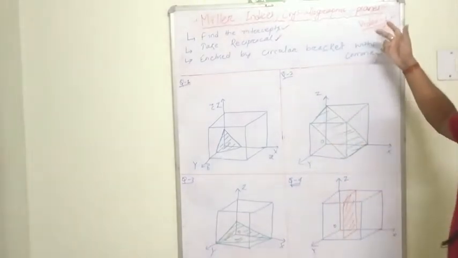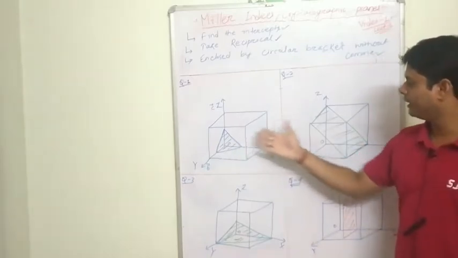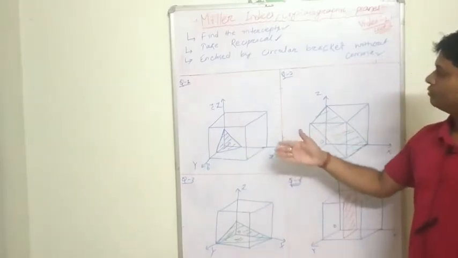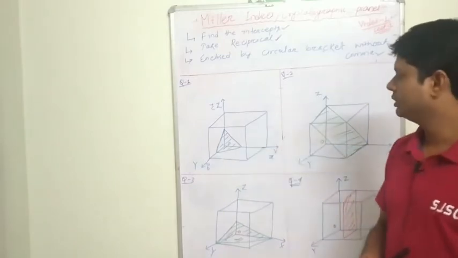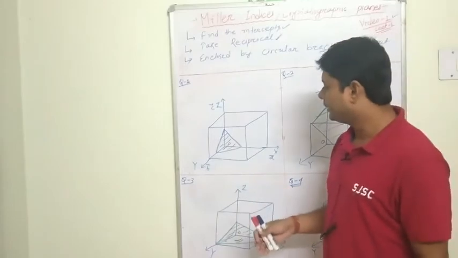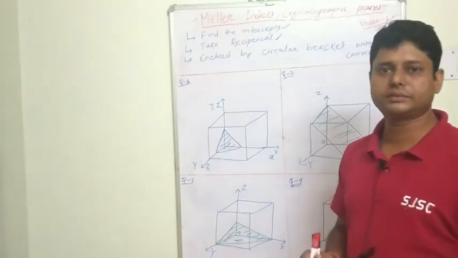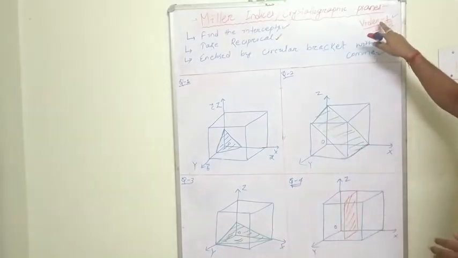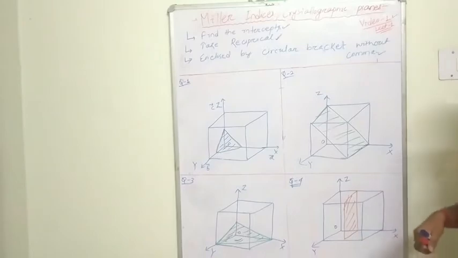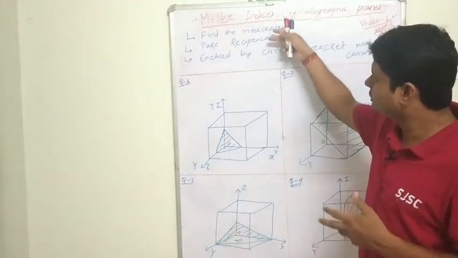In video number 1, I also gave some questions where a plane is given and we have to find out the Miller indices of the plane. So how do we find the Miller indices of a plane? For that we have to follow some steps. I discussed them in detail in video number 1.